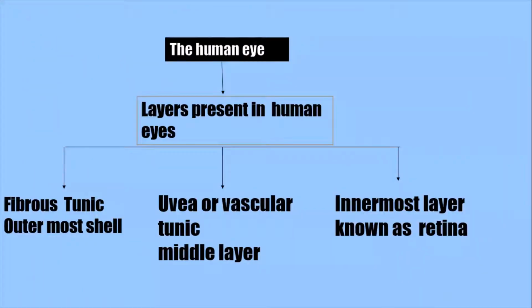First of all, to understand systematically, our human eye is divided into three layers. One is the fibrous tunic, which is the outermost shell, then the vascular tunic, which is the middle layer. The innermost layer is known as the retina.